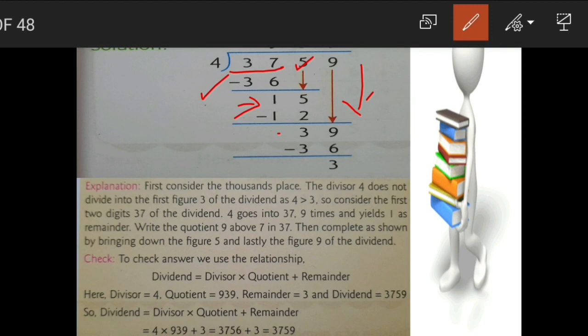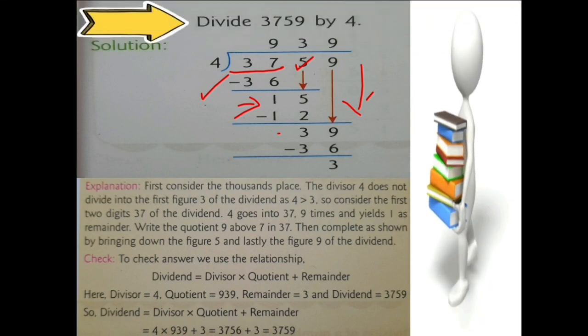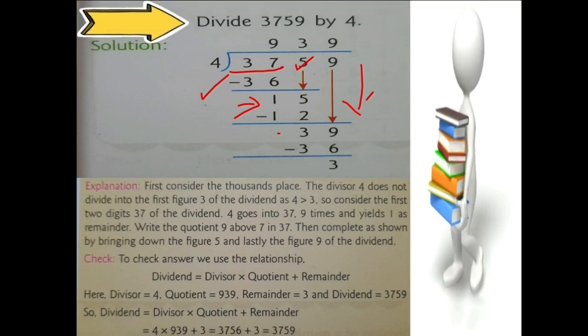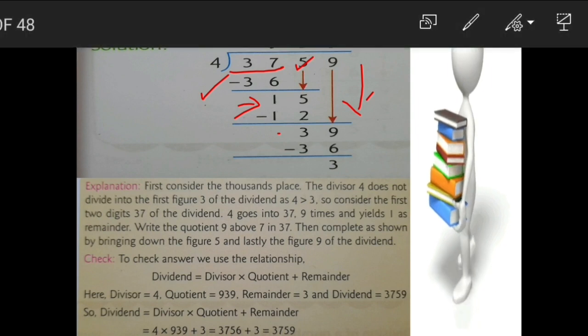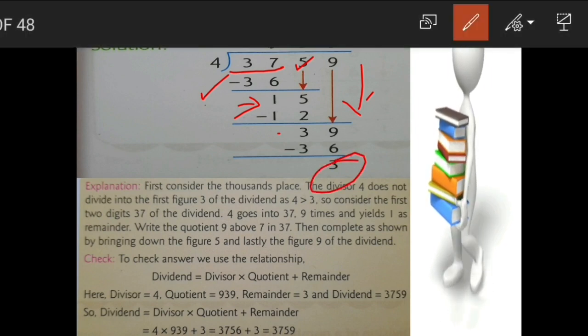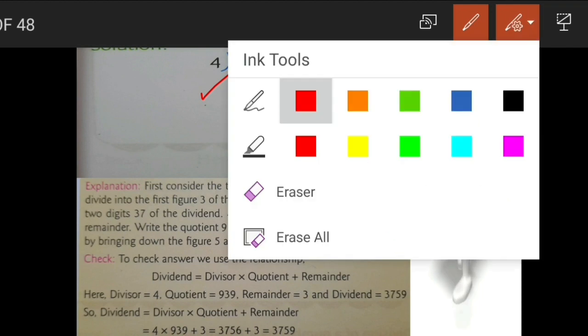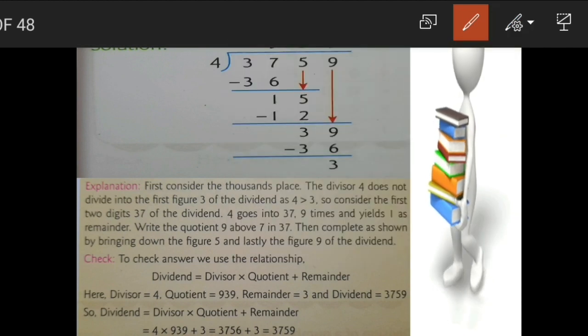Now we will bring down 9. Now 4 nines is 36. And when we subtract, we get the remainder, that is 3. So, same procedure we followed, those 5 steps we did, and we got the answer.